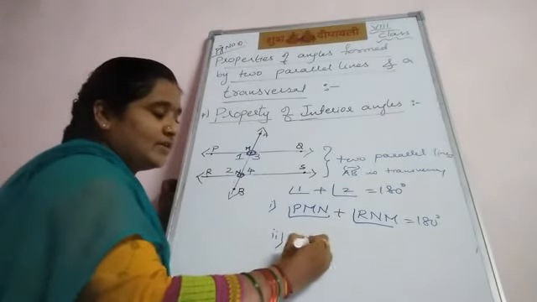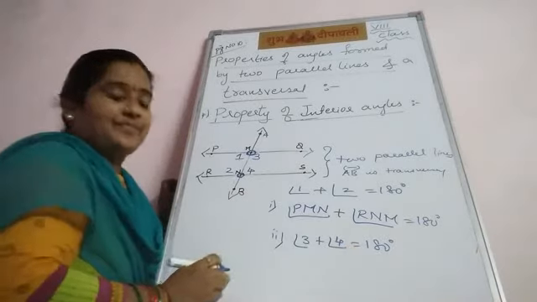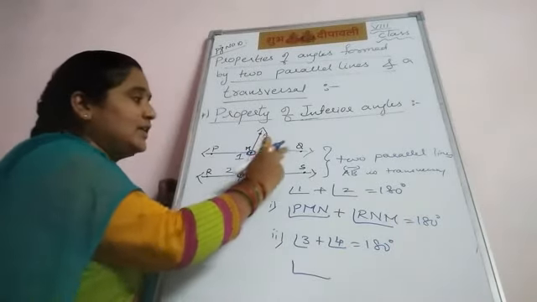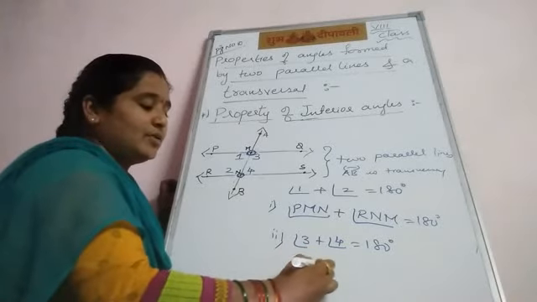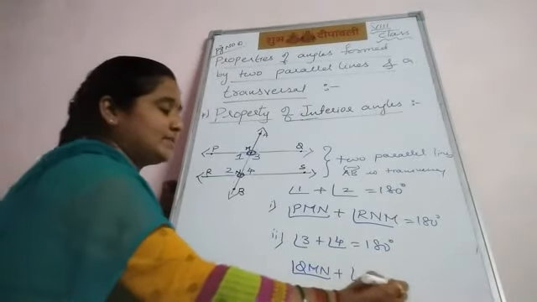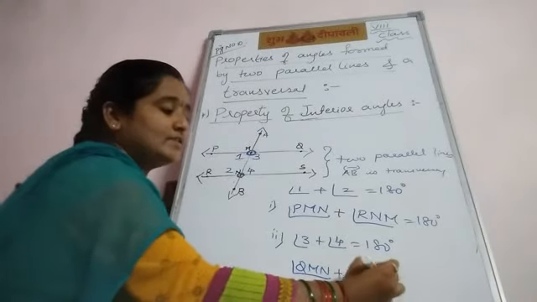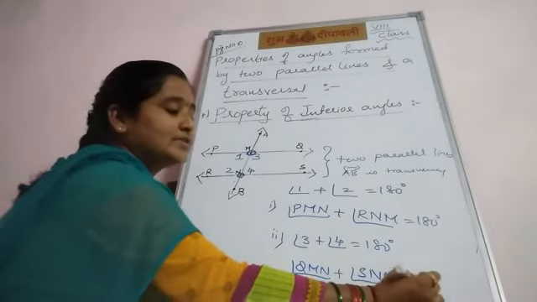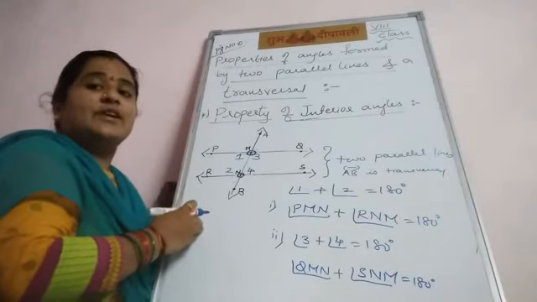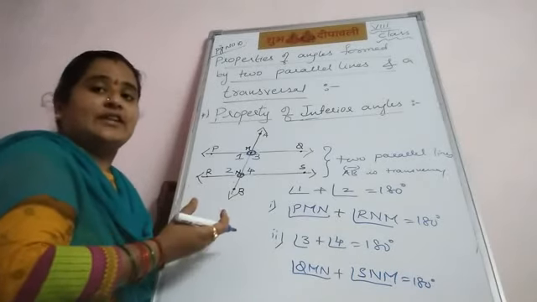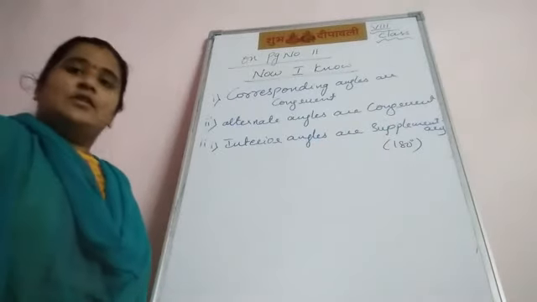Similarly, you can write on the right side also. Angle 3 plus angle 4 equal to 180 degrees. Three letter form. Angle QMN plus angle SNM equal to 180 degrees. Interior angles on the same side of a transversal are 180 degrees.